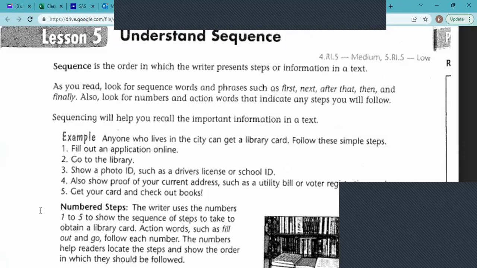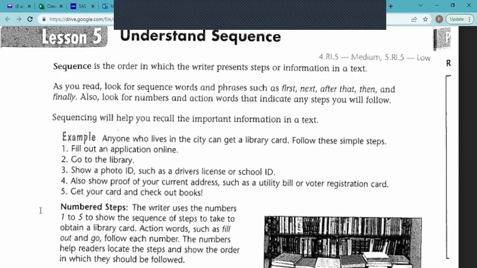Number 1, fill out the application online. Number 2, go to the library. Number 3, show a photo ID, such as a driver's license or school ID. 4, also show proof of your current address, such as a utility bill or voter registration card. And then number 5, get your card and check out books.